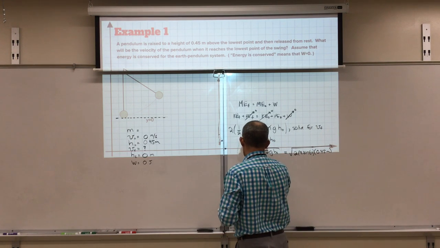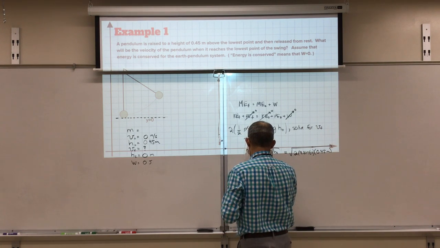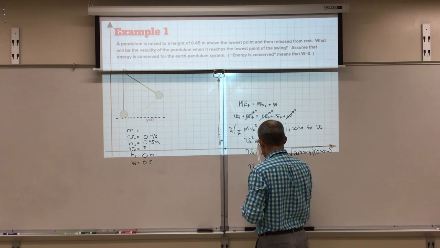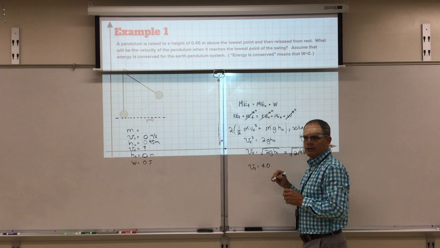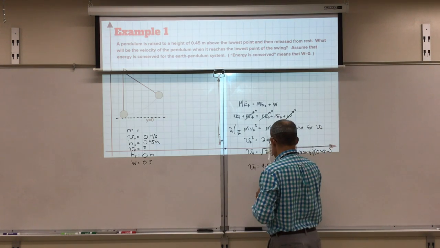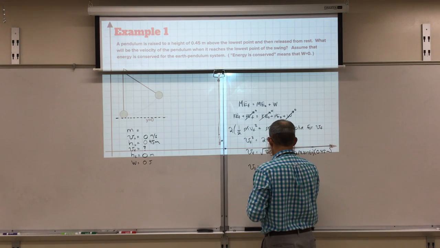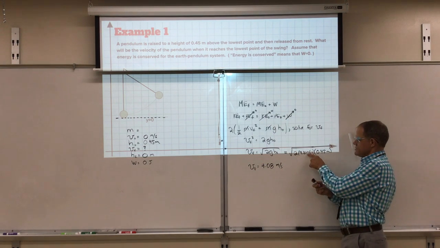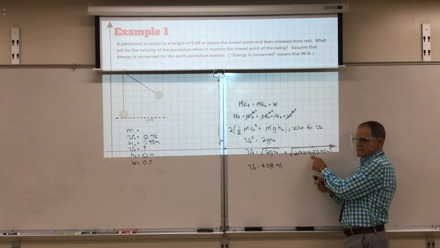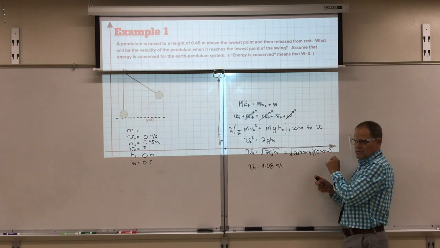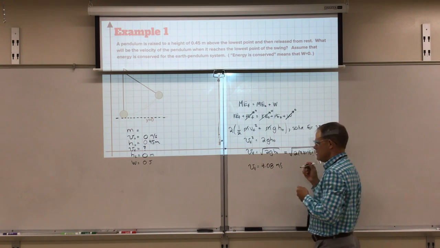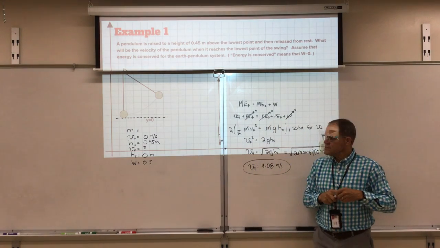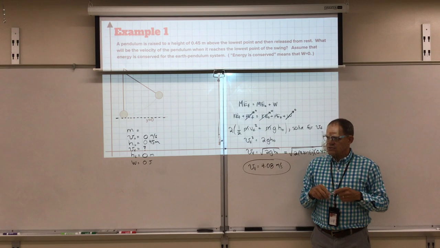And what do you get for an answer there, Raiden? 4.08. A little louder. 4.08. Is it 08 or 09? Yeah, 08. And that is meters per second. I've got meters times meters, that's meters squared, per second squared. Take the square root, I get meters per second. Okay? So there we applied the principle of the conservation of energy to solve.